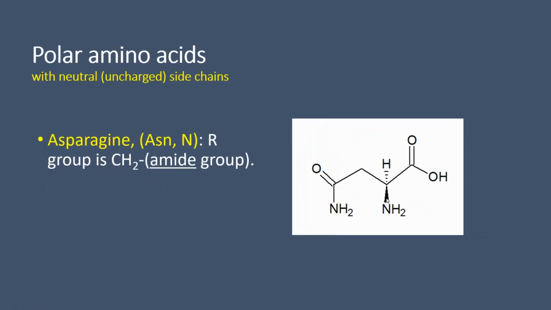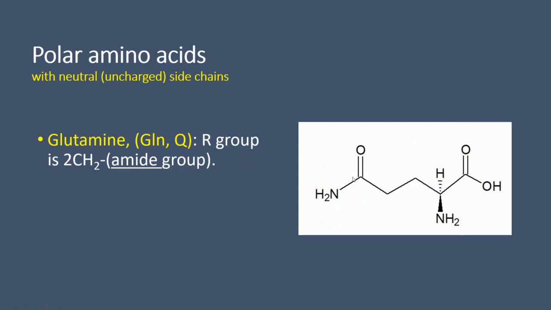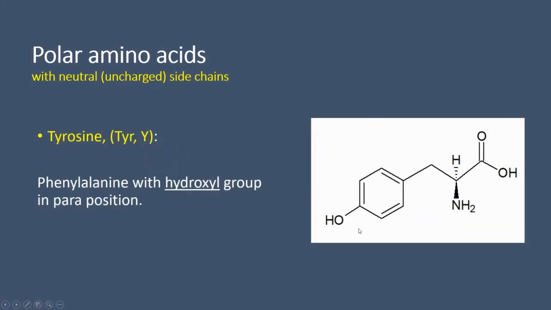Next is asparagine. The side chain for asparagine is CH2 bonded to an amide functional group. Glutamine and asparagine are very similar because they both have the amide functional group. The only difference is that glutamine has one more CH2. And the last one in the polar amino acids with neutral side chains is tyrosine. The side chain for tyrosine is as shown here. So tyrosine is very similar to phenylalanine, but it has a hydroxyl group, and therefore it is polar.